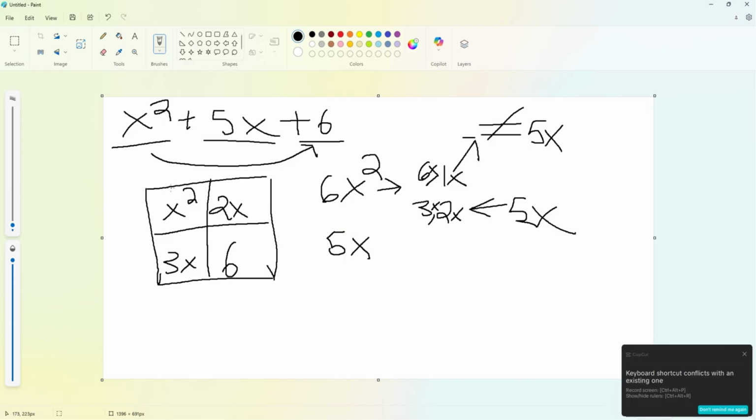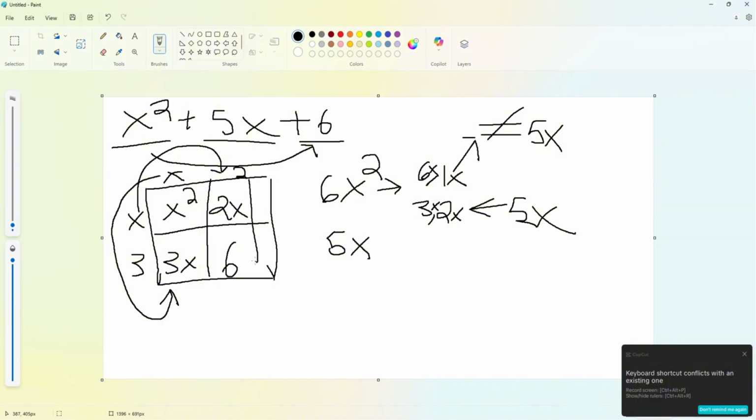Alright, so what multiplies to x squared? What are the factors of x squared? We have x and x. X times x is equal to x squared. Now, x times what number is equal to 2x? We have 2. Okay, it's pretty simple. We have x times what number is equal to 3x? 3. And this all makes sense now.